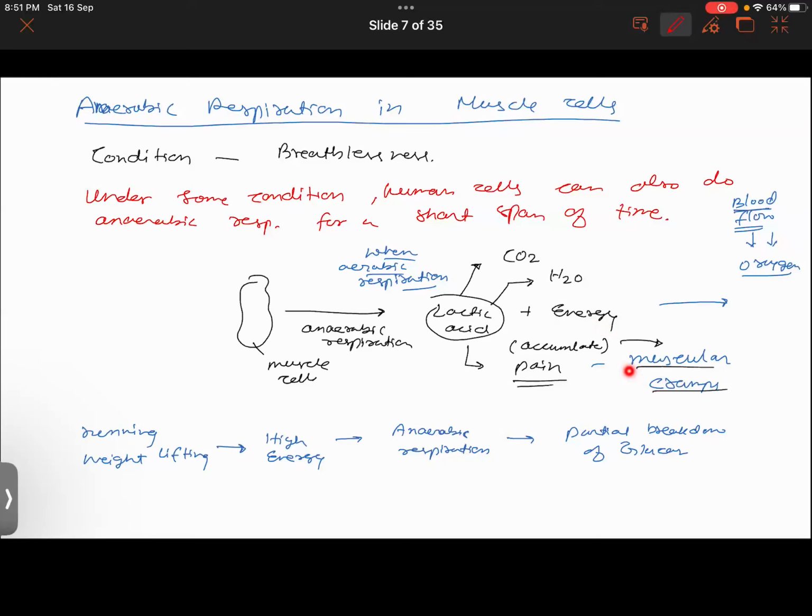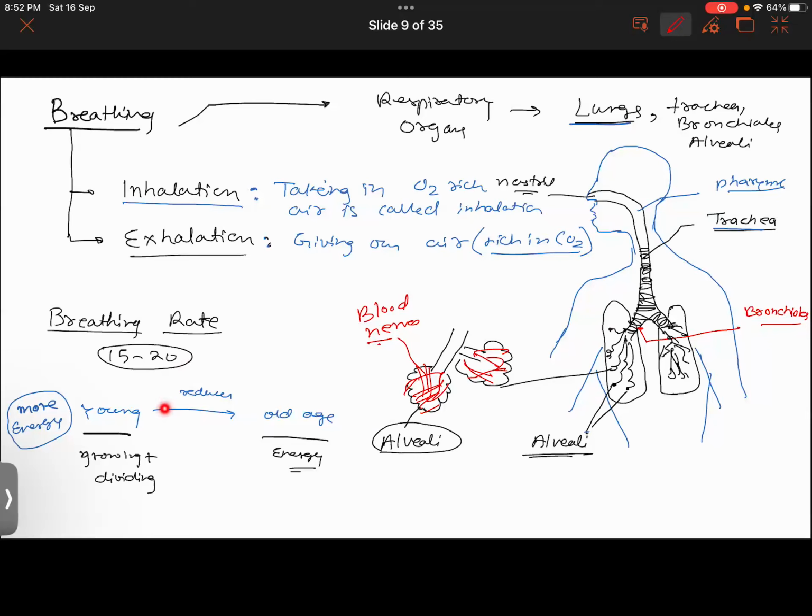The normal breathing rate is 15 to 20 times in a minute, while in younger people the breathing rate is more, because they require more energy for growth and repair of cells and for the division of cells. Like the baby, the heartbeat of the baby is much more, and the breathing rate of the baby is also much more. And as age increases, the rate of breathing reduces.